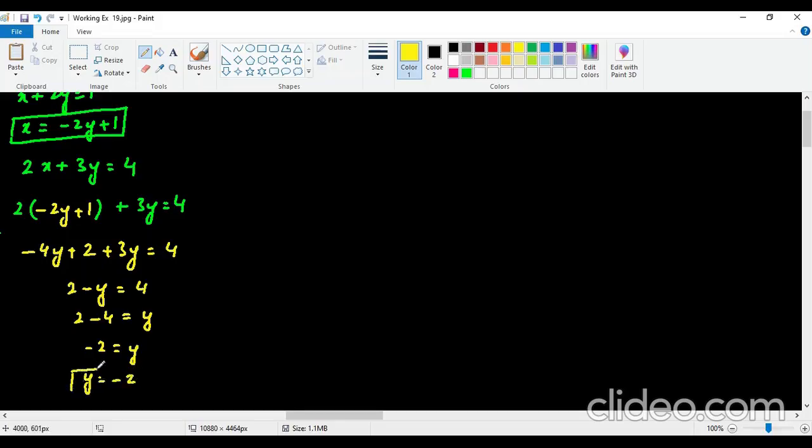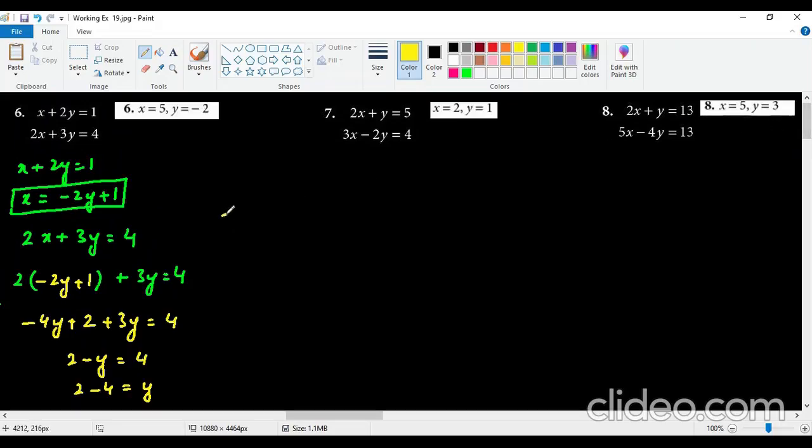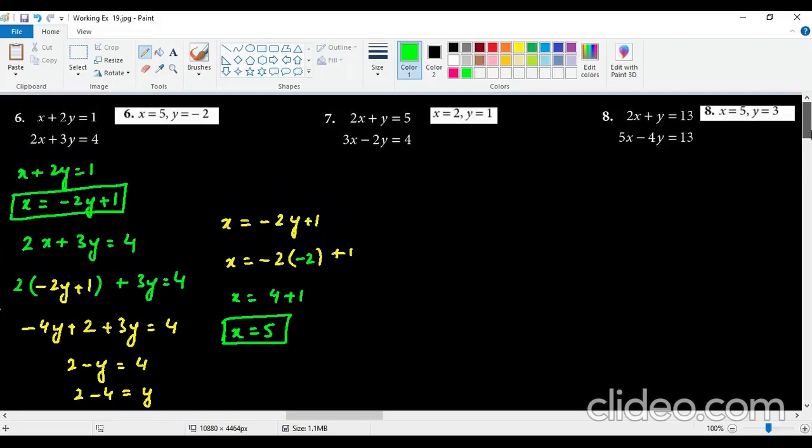When the value of y is equal to negative 2, to find the value of x, I will write x is equal to negative 2y plus 1. That means x is equal to negative 2, and in place of y, I will write the value of y, which is negative 2, that we have found just now. This is going to give us a positive 4 plus 1, which is equal to 5. So the value of x is 5 and the value of y is negative 2, as you can see here. Moving on to the next question.